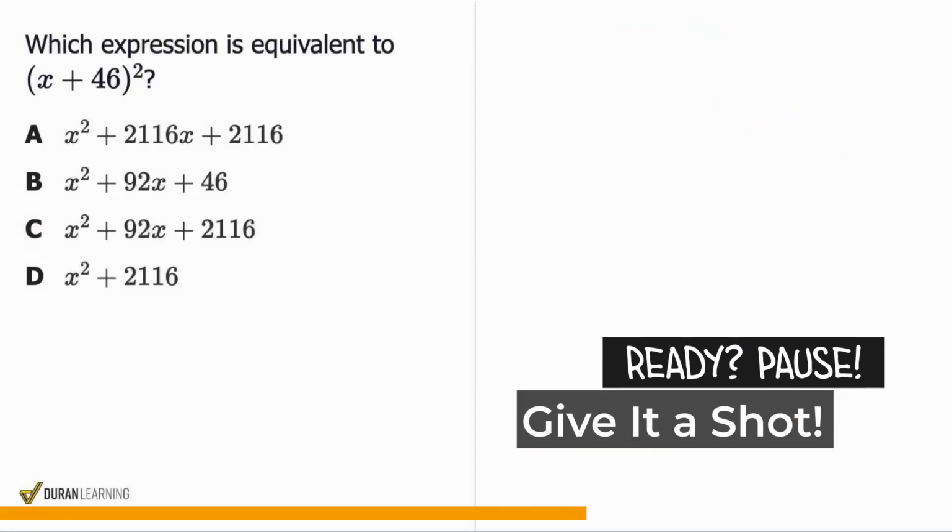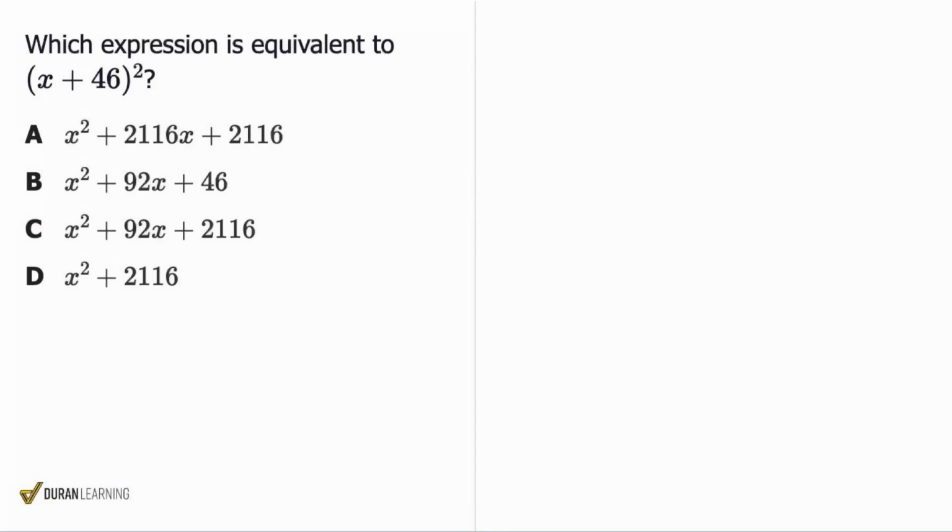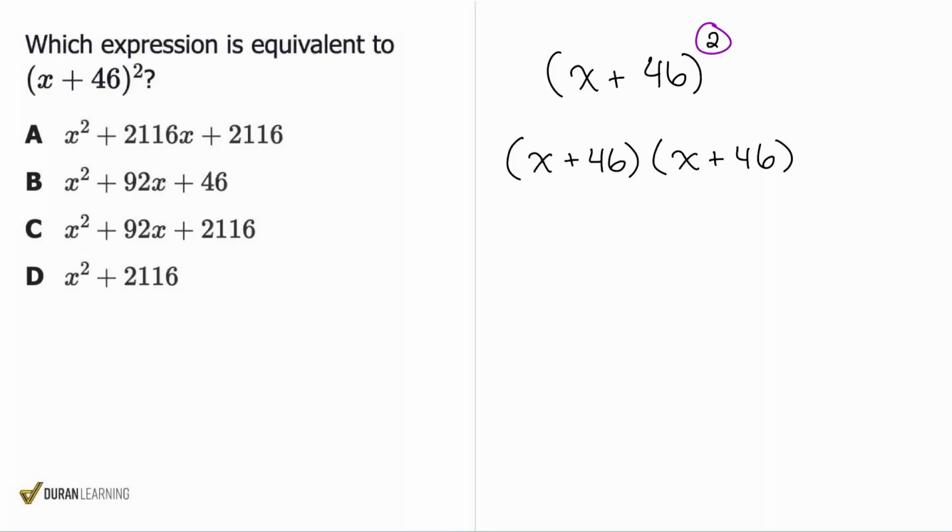Next up, we have which expression is equivalent to x plus 46 all squared? All right, so when we're handling business here, like I've said in previous questions, one of the biggest mistakes that people make is thinking that the square or the power of 2 just means, hey, we're going to take this and just square the x and square the 46 and we're done. And that's not the case, everybody. Remember, what we need to do is understand that we have x plus 46 times itself times x plus 46. That's really what that means.